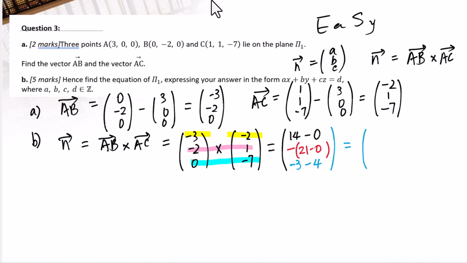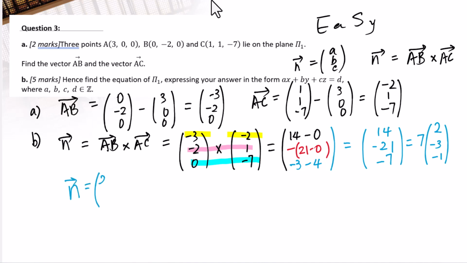Work this out: 14, -21, -7. We will take out a common factor, which is 7. Normally, we always take out the positive common factor. So we get (2, -3, -1). We want to make the normal vector (2, -3, -1).